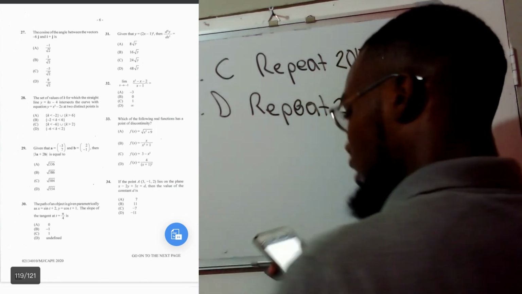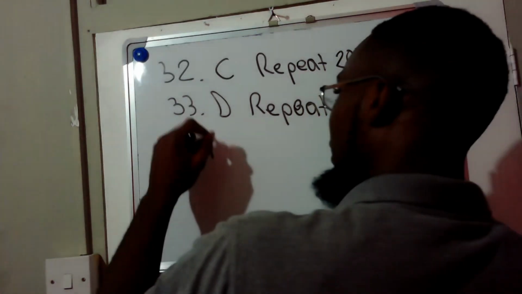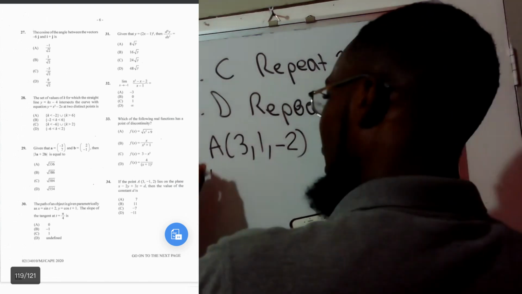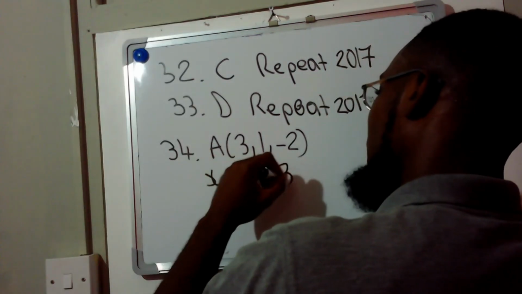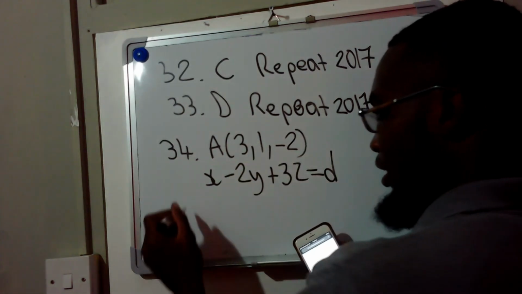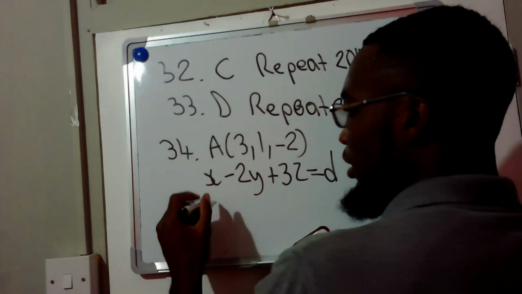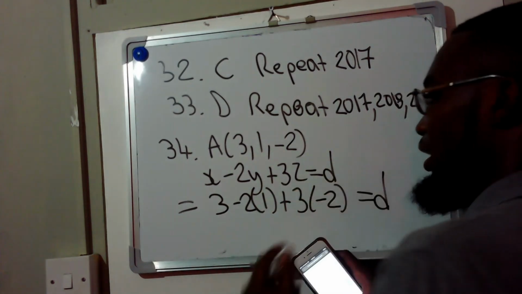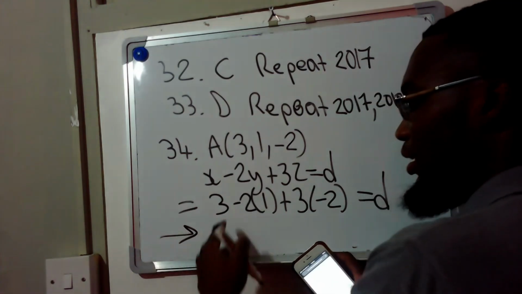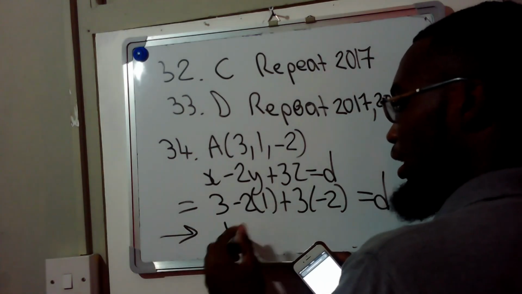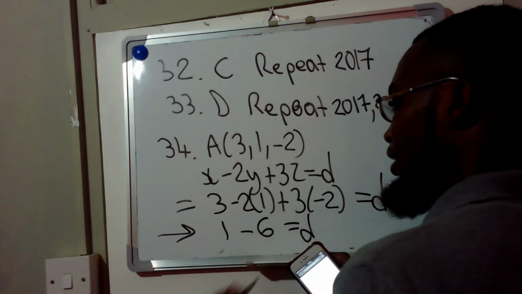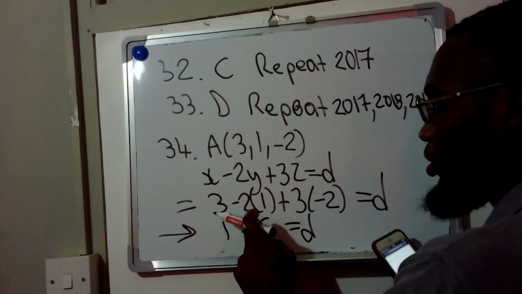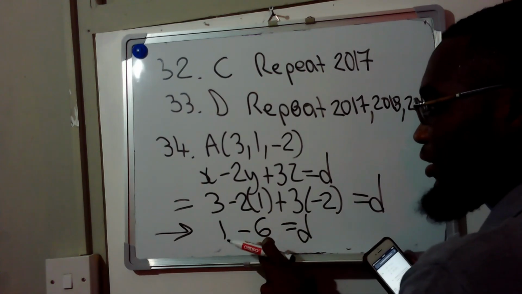Alright, number 34. Number 34 says A is a point (3, 1, negative 2), and they say it lies on the plane x minus 2y plus 3z equals d. Find the value of d. So plug in A. X is 3. Minus 2 times y is 1. Plus 3 times z is negative 2. That equals d. So 3 minus 2 is 1, and then that's minus 6.